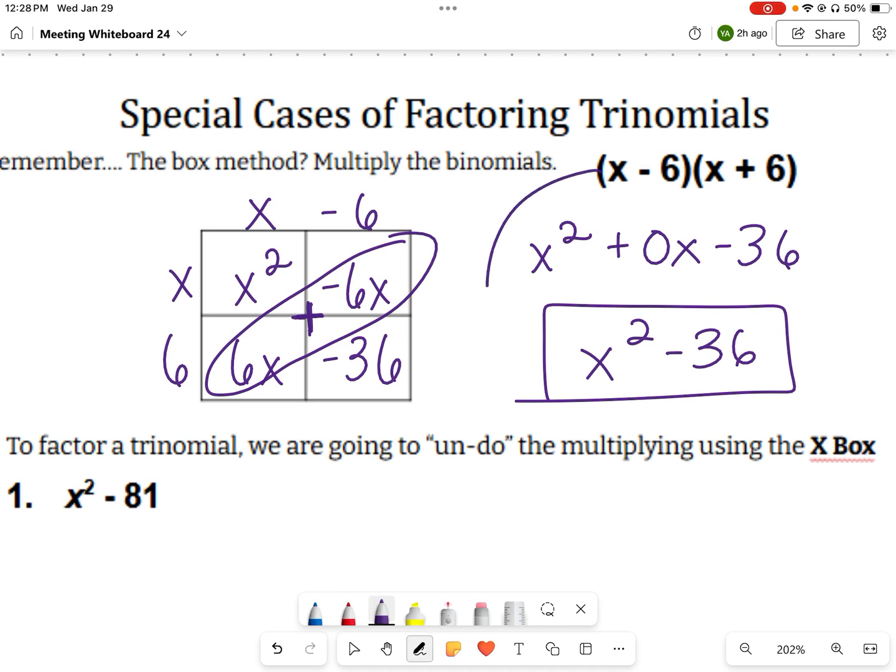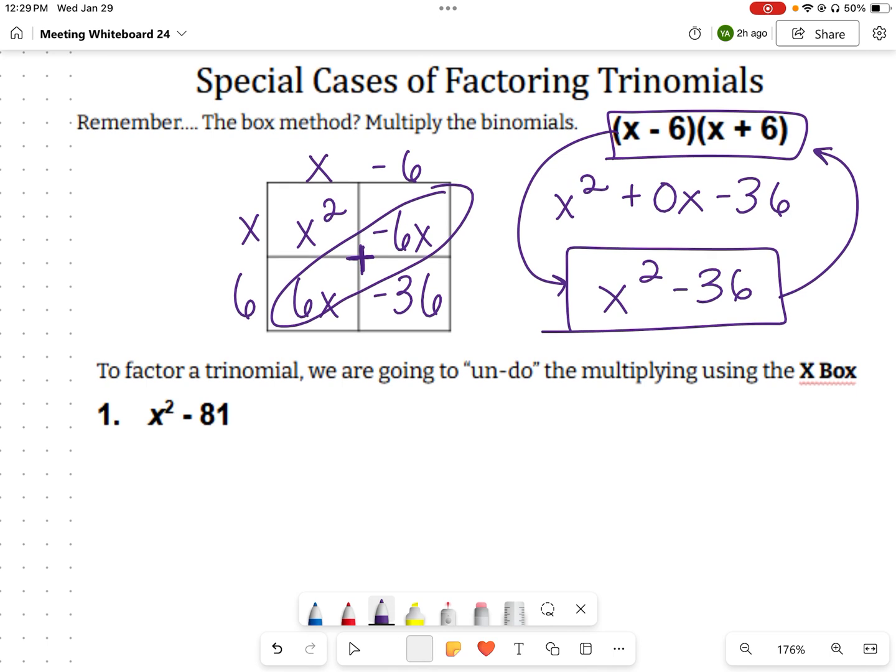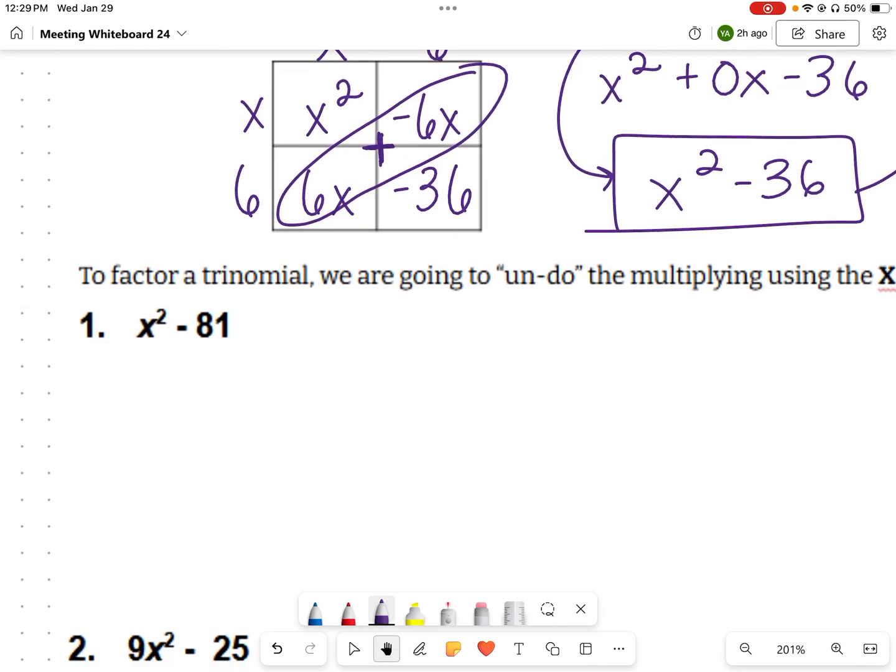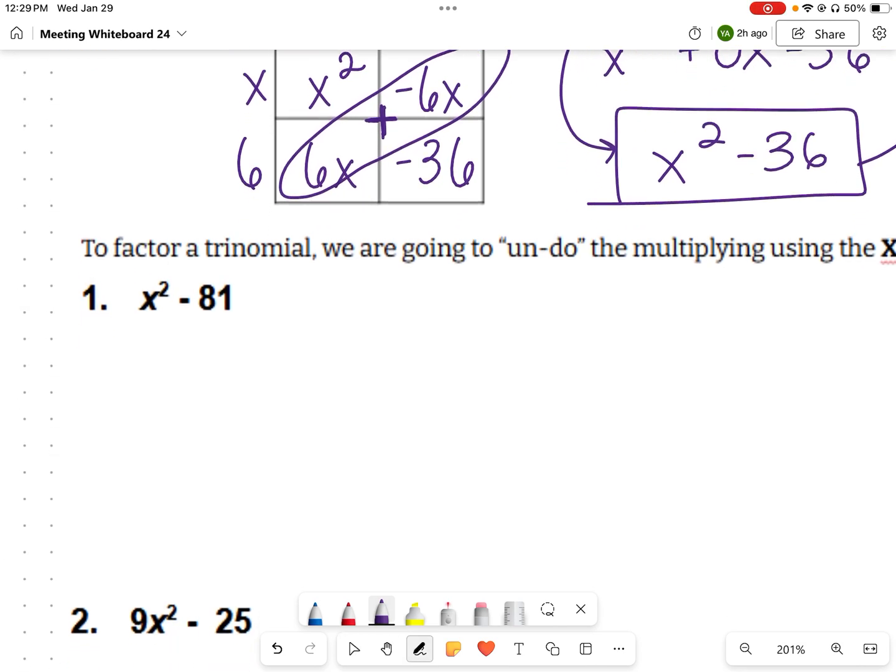So we learned how to do this. Now we're going to learn how to go back to that. We always learn how to undo things. Okay, so we'll look at the first example. To factor a trinomial, we're going to undo the multiplying using the x box. So I have x squared minus 81. So I have an x squared.